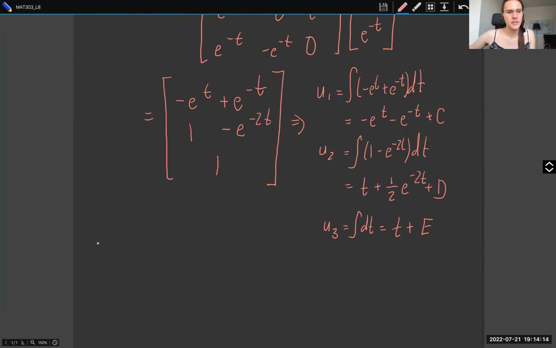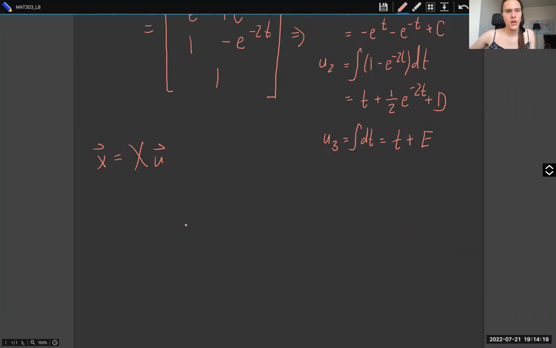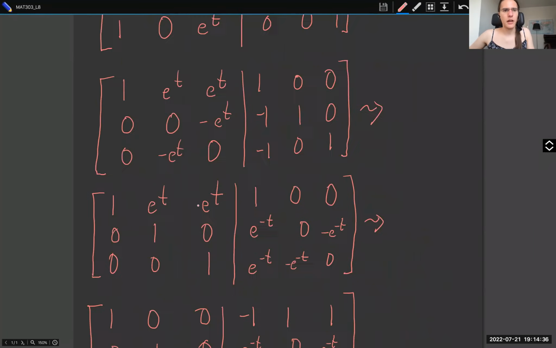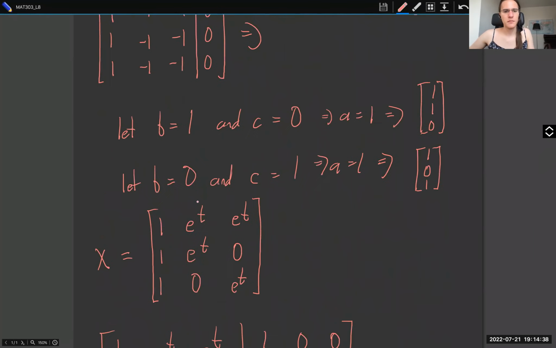So x is equal to capital X times u, which tells us that x1, or rather x, y, z. Then let's go back and pull out what our fundamental matrix was.